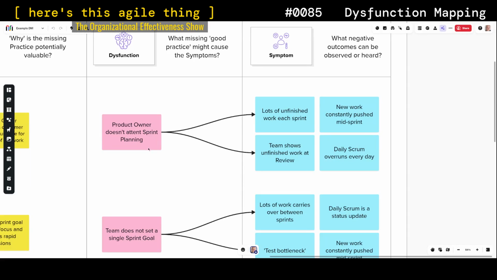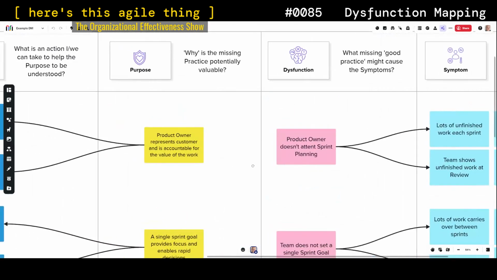So what good practice or what rule is being broken that might be causing these types of symptoms? We're looking now for rules, and really big air quotes around the word rules. What rules are being broken? So we start taking a look at that. Once we've figured out what one of the possible dysfunctions could be for these symptoms, we take a step to the left.